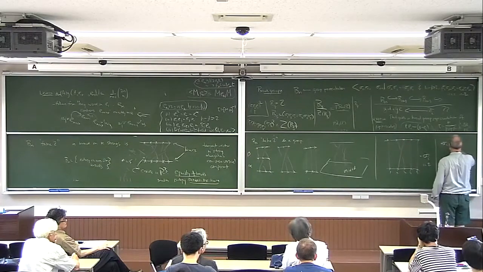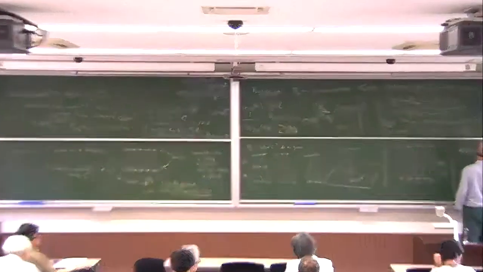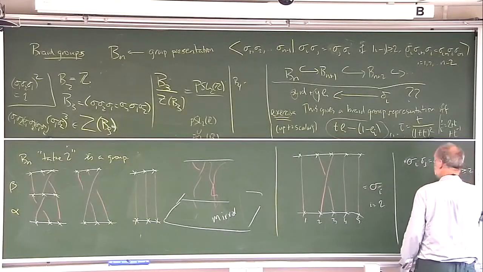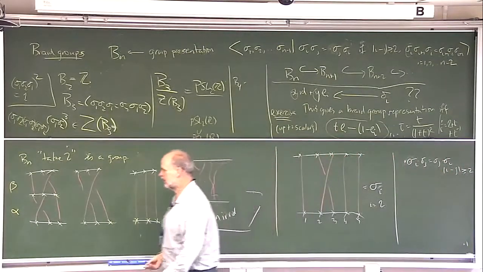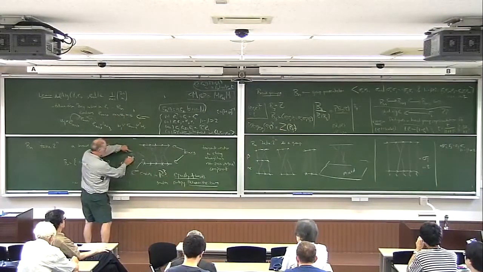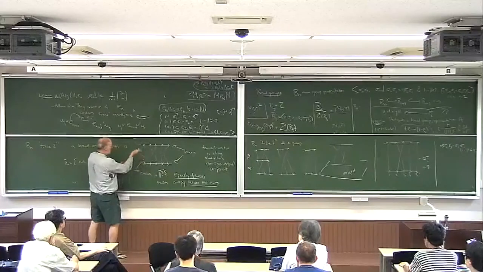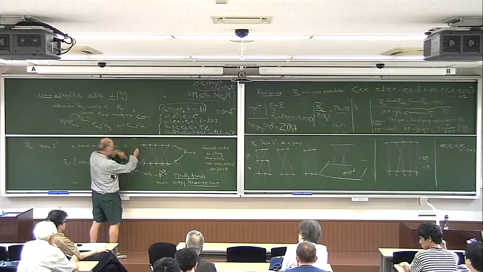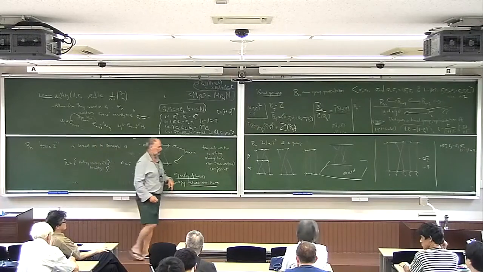and the relation sigma i sigma j equals sigma j sigma i for |i minus j| greater than or equal to 2 is obvious. In fact, it's just exactly what I said: if we have a crossing here and a crossing that's distant from it, then you can push, you'd have sigma i followed by sigma j, or sigma j followed by sigma i.